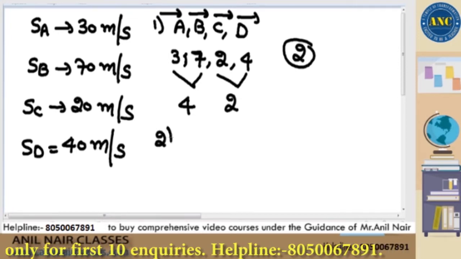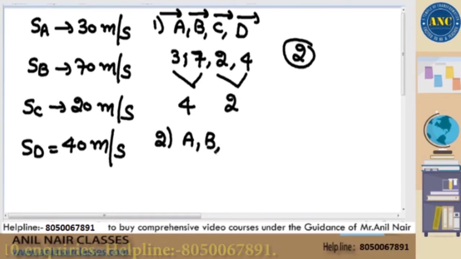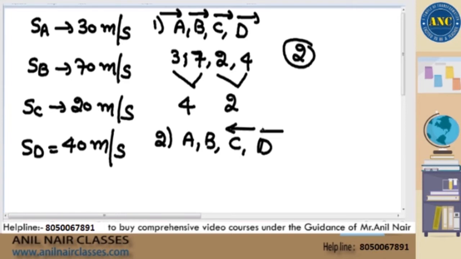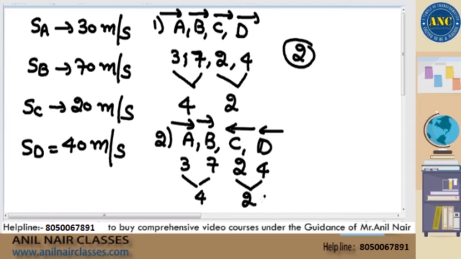Next, this is the beauty of the concept. A and B are meeting in the same direction, C and D are going in the opposite direction. Our regular class questions will become your mock questions, and whatever we discuss in the mock questions will become a replica of your CAT questions. A and B are moving in the same direction: 3 and 7, 2 and 4. If they are moving in the same direction, it is 4. If they are moving in the opposite direction, it is 2. 4 comma 2, 2. I hope it is clear.